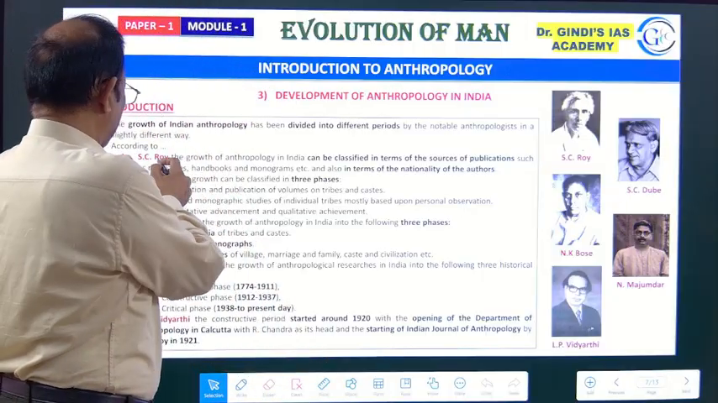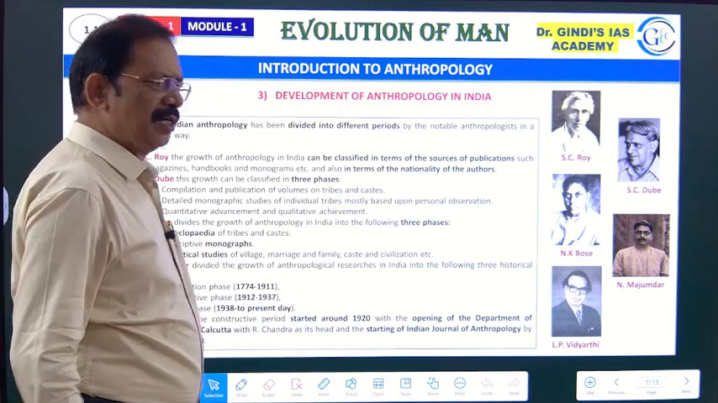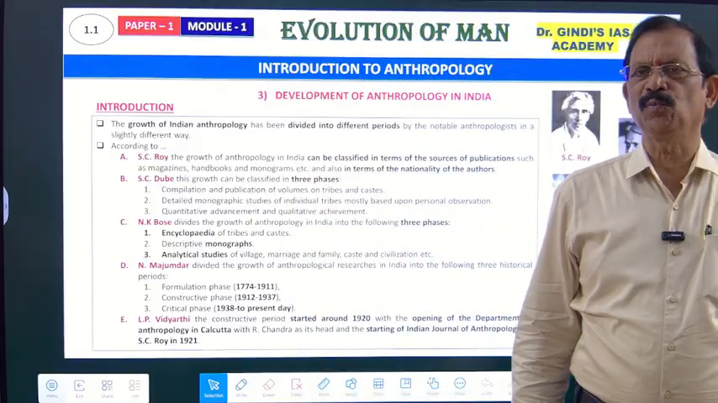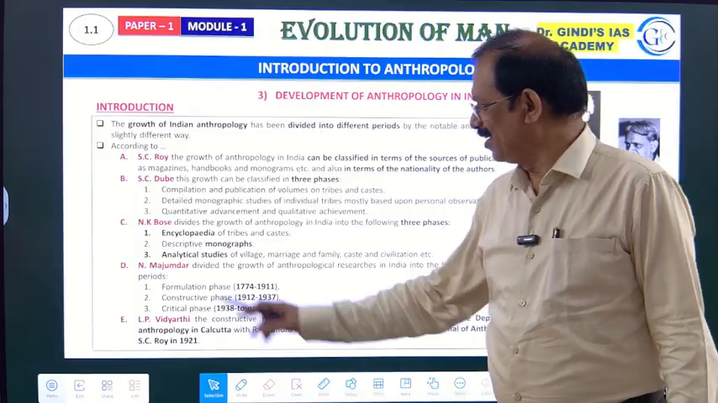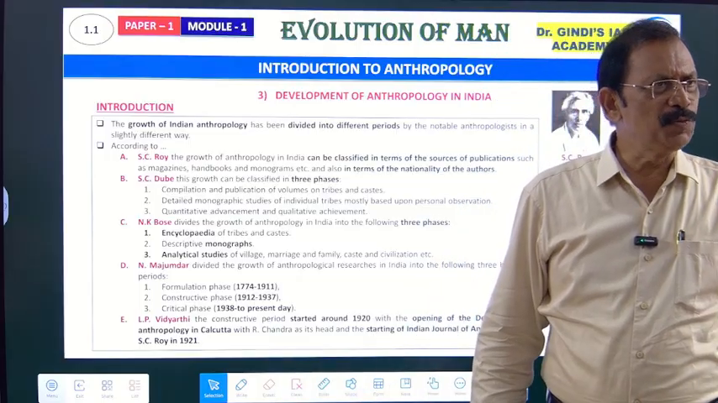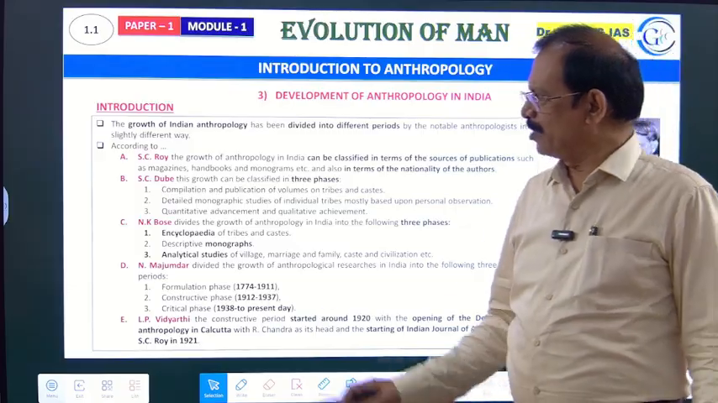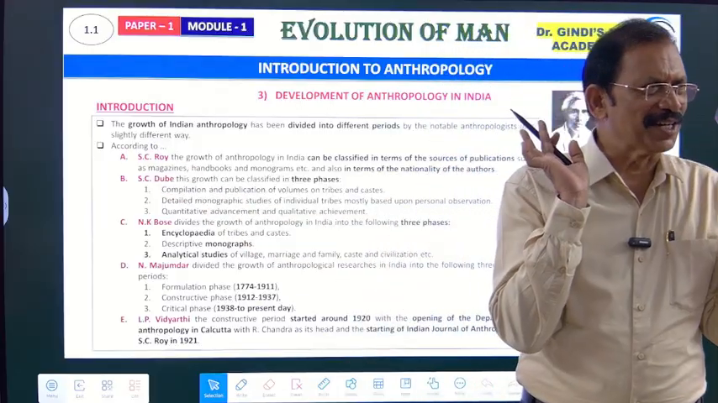Like this, S.C. Roy, S.C. Dubey, N.K. Bose, Majumdar, Vidyarthi, these are all famous anthropologists. S.C. Roy, Sarat Chandra Roy, S.C. Dubey, N.K. Bose, Majumdar, Vidyarthi. All these people are very famous anthropologists. In the examination also, sometimes you may get a short note on S.C. Roy, under short notes.